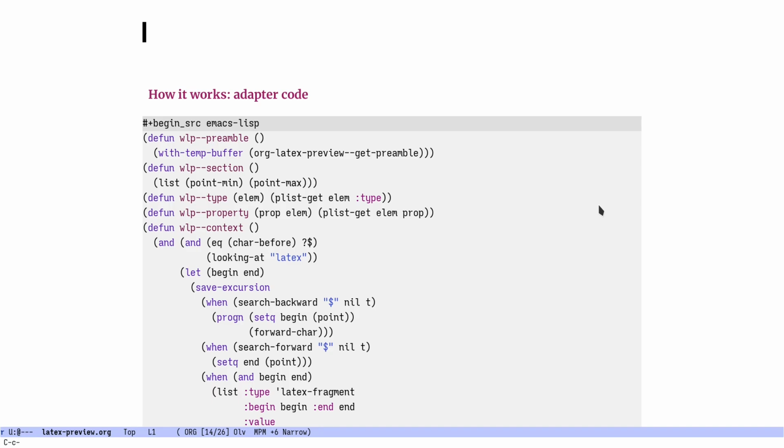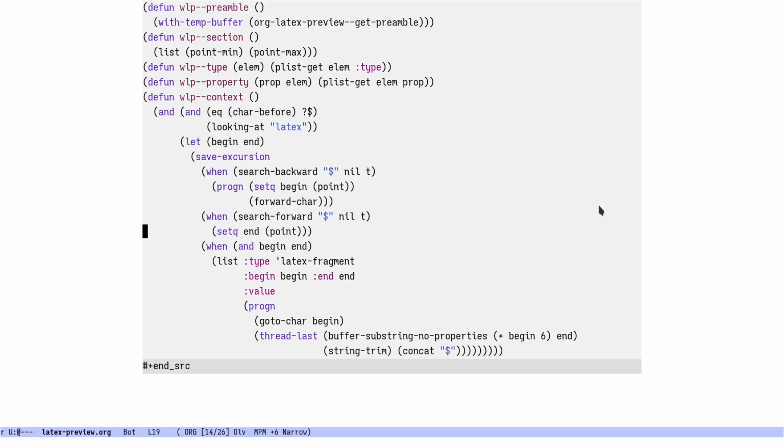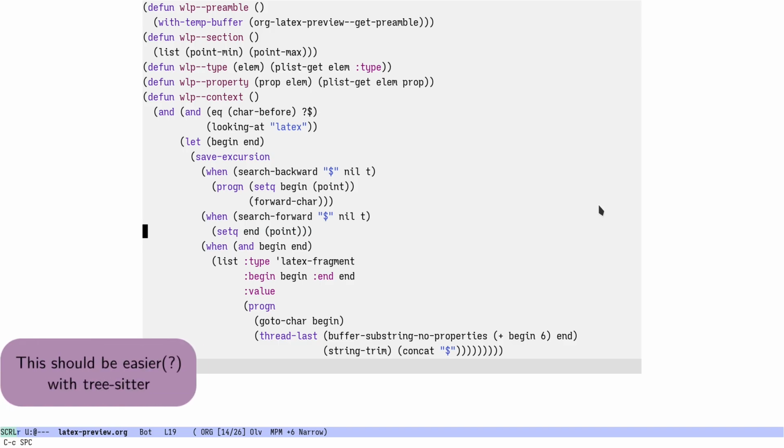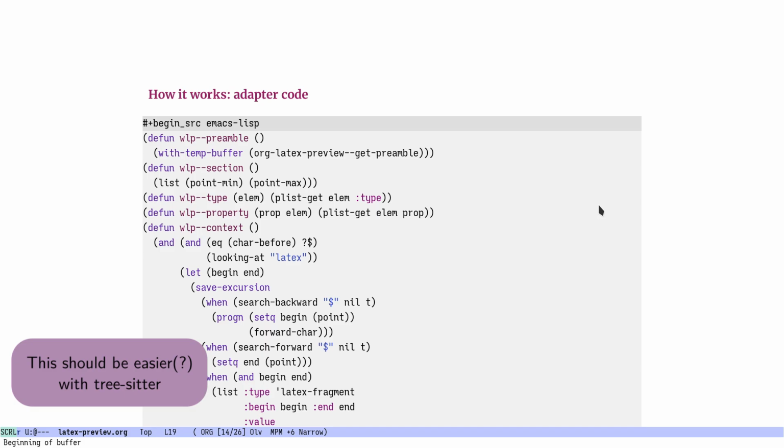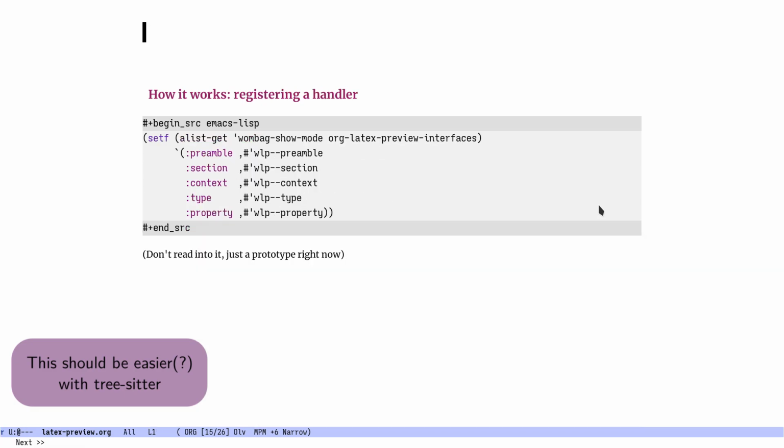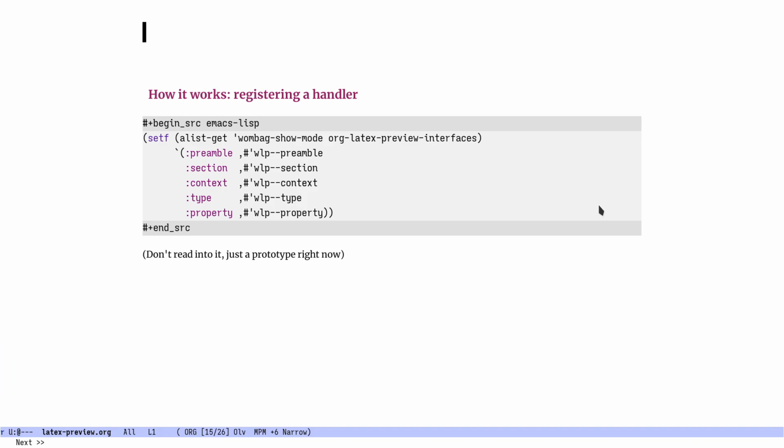Here's the entirety of the code needed to adapt org-latex-preview to my Read It Later client from before. It's only about 20 lines and most of these functions are stubs. We then let the org-latex-preview library know that we've got a handler for this particular major mode and we're done. Of course, this design is just a prototype right now, but that's the general idea.